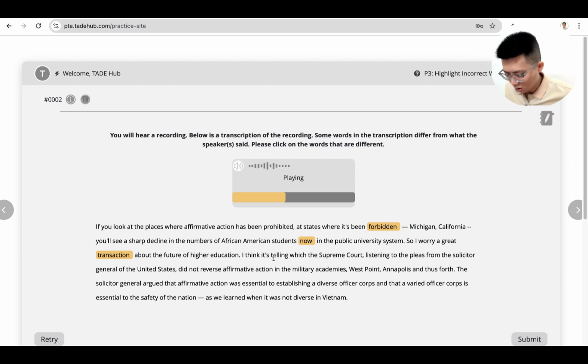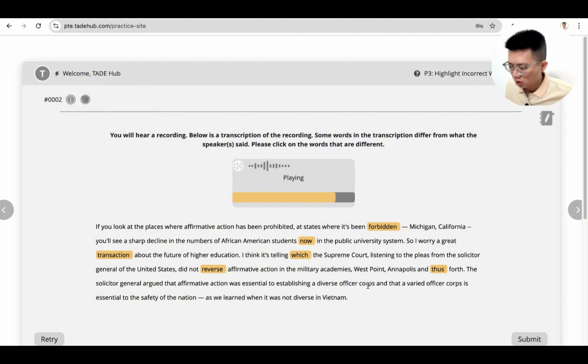I think it's telling that the Supreme Court, listening to the pleas from the Solicitor General of the United States, did not overturn affirmative action in the military academies, West Point, Annapolis, and so forth. The Solicitor General argued that affirmative action was essential to establishing a diverse officer corps and that a diverse officer corps is essential to the safety of the nation, as we learned when it was not diverse in Vietnam.